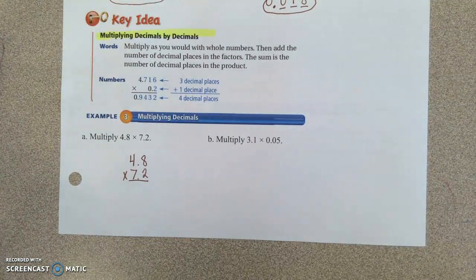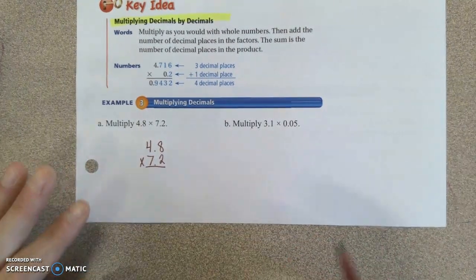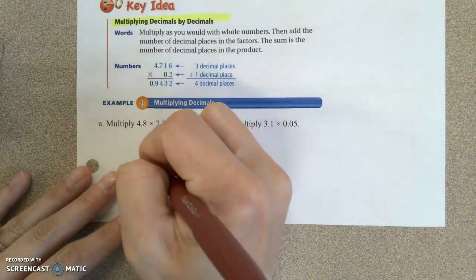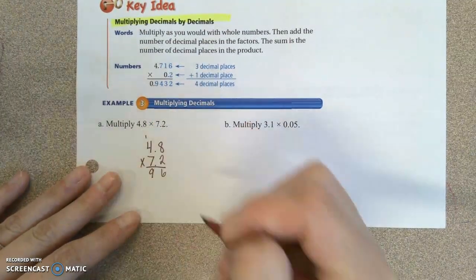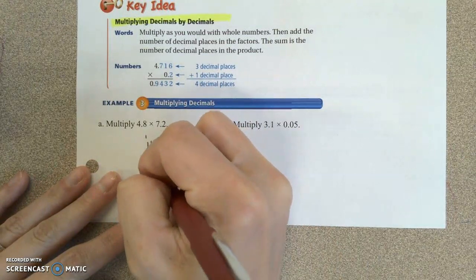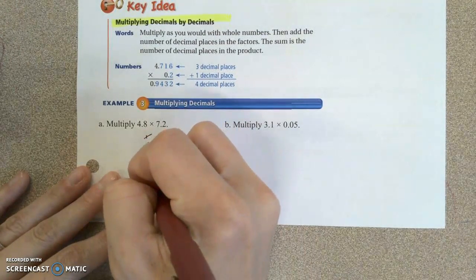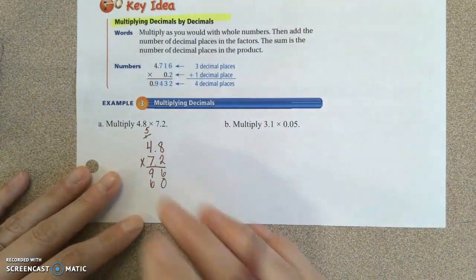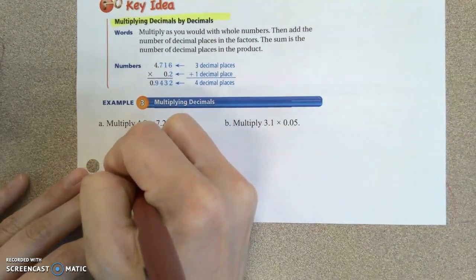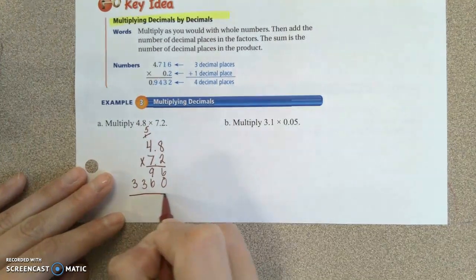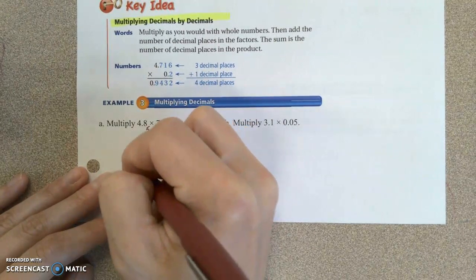And then I'm going to multiply, just kind of ignoring that decimal point for now. So it's almost like I'm multiplying 48 and 72. So I have 2 times 8. 2 times 4 is 8 plus the 1. Okay. Then I'm going to go ahead and put a 0. Move on to the next one. 7 times 8, there's 56. 7 times 4, there's 28. Add the 5 to get 33. Okay, then I'm adding these together. 6 plus 0, 9 plus 6.